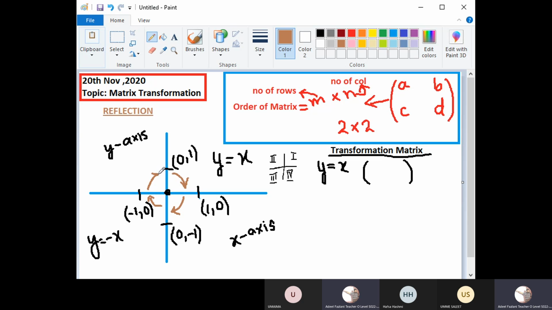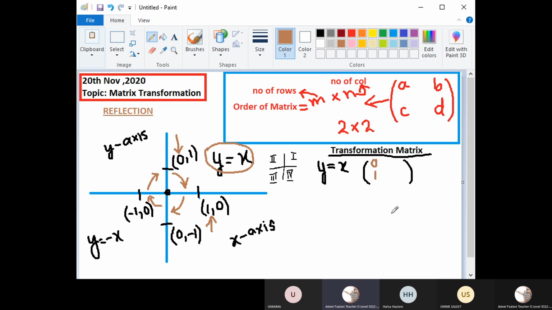For this, you must have patience. Okay, now see how you are going to read the matrix. Now you see the matrix for y is equal to x specifically. When it comes to y is equal to x, try to read from this coordinate to this coordinate. How are you going to read it? See, it's written 0 and 1. I'm writing 0 here, and I'm writing 1 here. Okay, it is going to be 0 and 1.